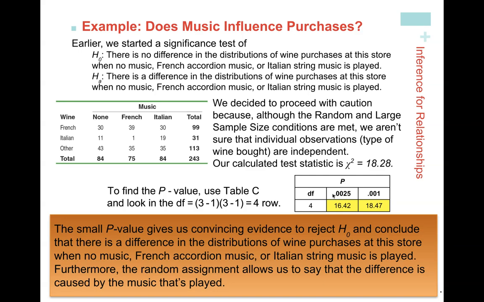Actually, in our book, it's called table D. And we don't have an 18.28. We have 16.42 and 18.47. So this 18.28 is going to be pretty close to this value, a little bit larger than this p-value. But you can see that this is 0.001. So one-tenth of 1%. So that's a minuscule p-value. So we know that we're probably going to reject the null. So that means that the distribution is not homogeneous. That means that, you know what, people do get influenced by the type of music that's being played.